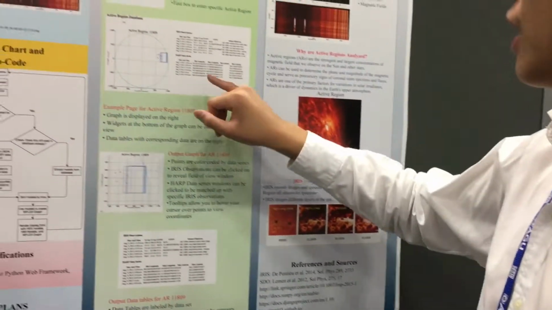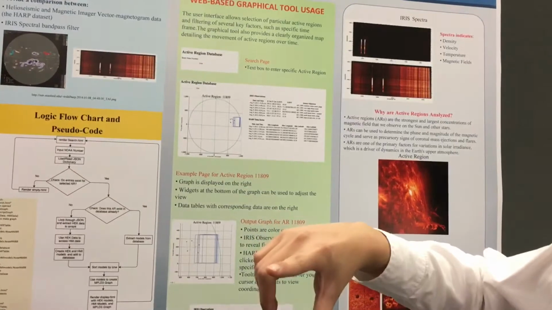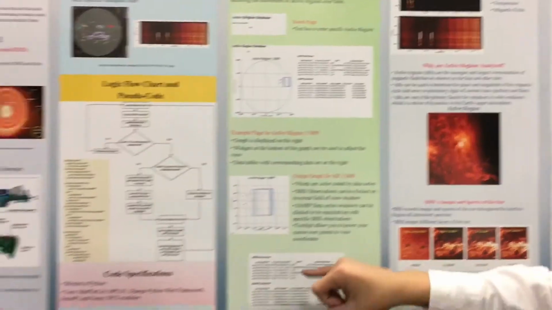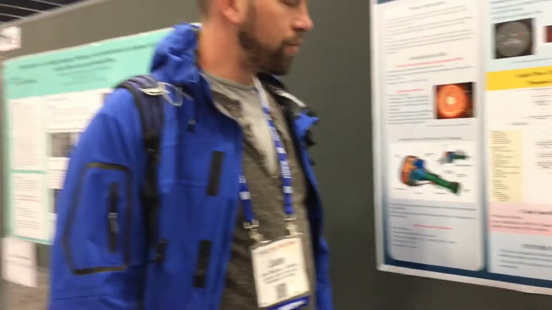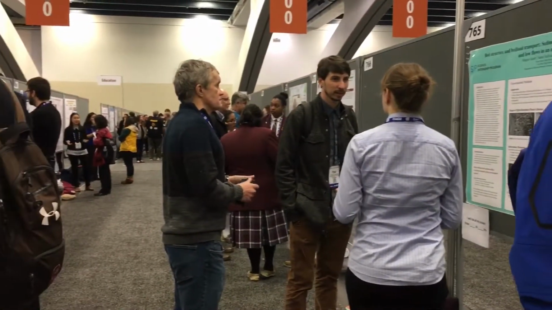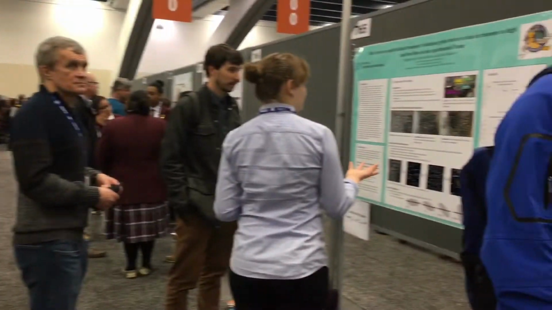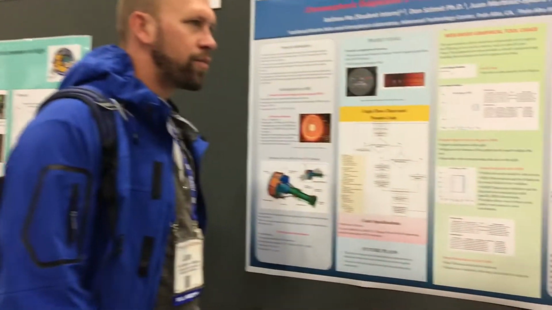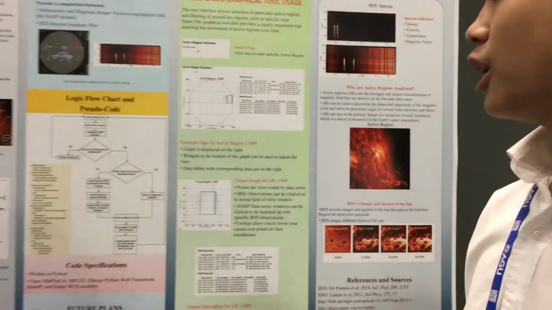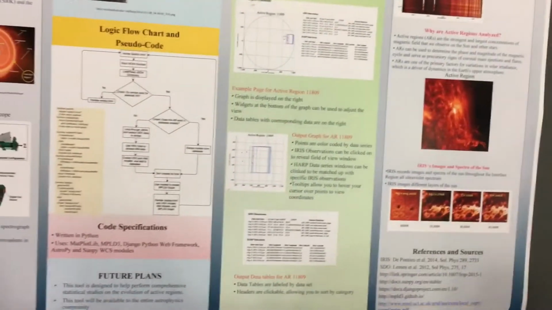Down here you have the minimum longitude, maximum longitude, minimum latitude, and maximum latitude, which provide the coordinates of the window. These are all sortable, which allows you to view the leftmost. This tool is basically designed to help perform comprehensive statistical studies of the evolution of active regions, and I'm hoping to make this available to the entire astrophysics community.